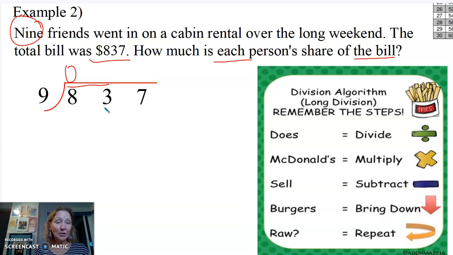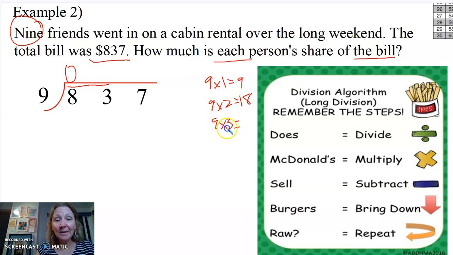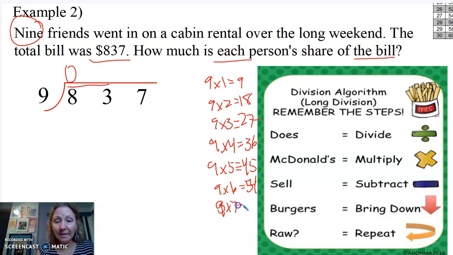Now if you need a multiplication chart to figure out how many times 9 goes into 83, that's fine. Or sometimes I just do this. I do 9 times 1 equals 9. 9 times 2, right? So I can just write out a quick multiplication chart to make sure that I have all the multiples of 9 that I'm going to be using. 9 times 5 is 45. 9 times 6 is 54. Oops, 9 times 7, 63. 9 times 8 equals 72. And 9 times 9 is 81. So if I have all the multiples of 9 listed, then I'm good to go.